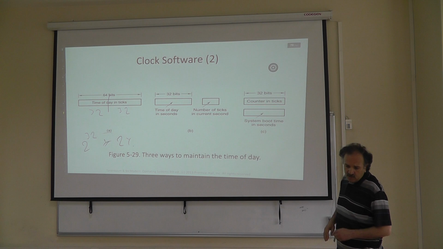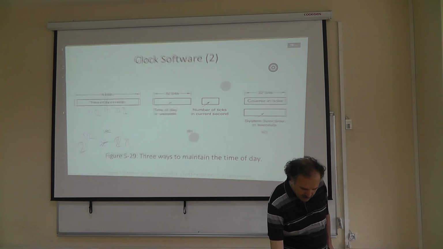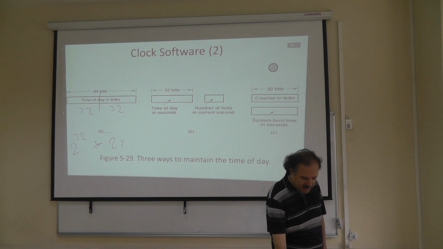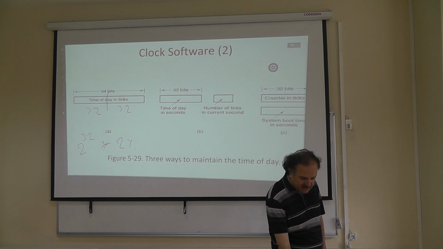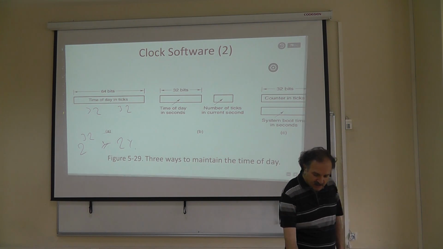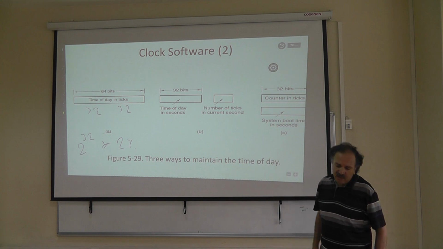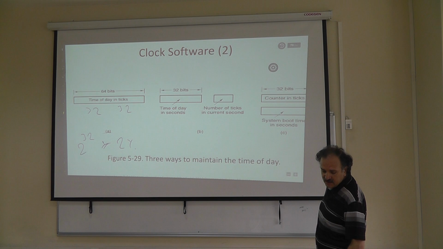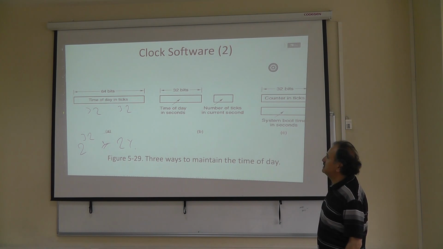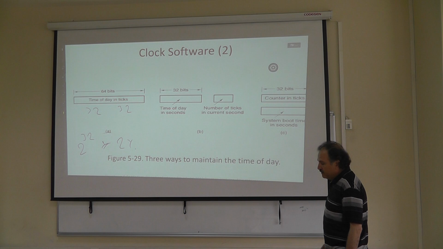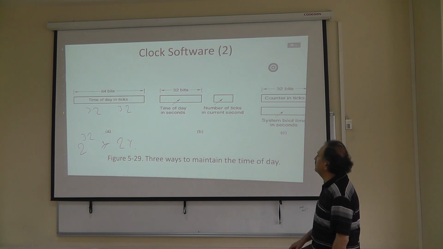Okay, so the second solution is this one. They keep time of day in seconds instead of ticks. Tick means every clock interrupt. Time of day in seconds means that it keeps the time of day in seconds. For 32 bits, this is like 60 times 2 years, so 120 years. I have 120 years of time limit, which is very tolerable.